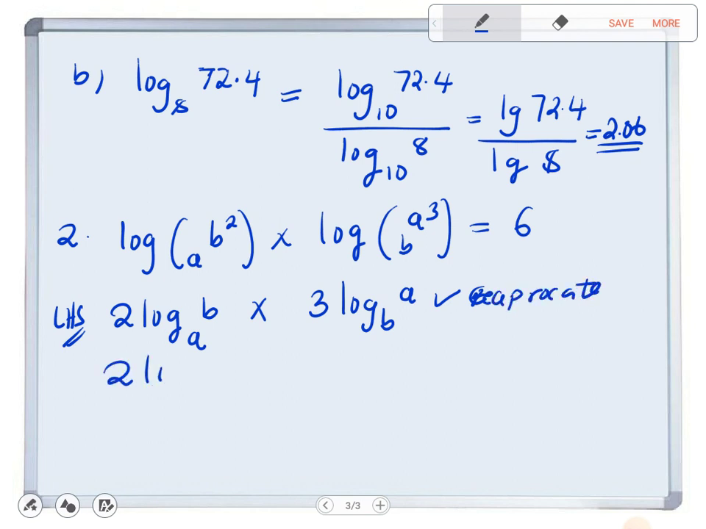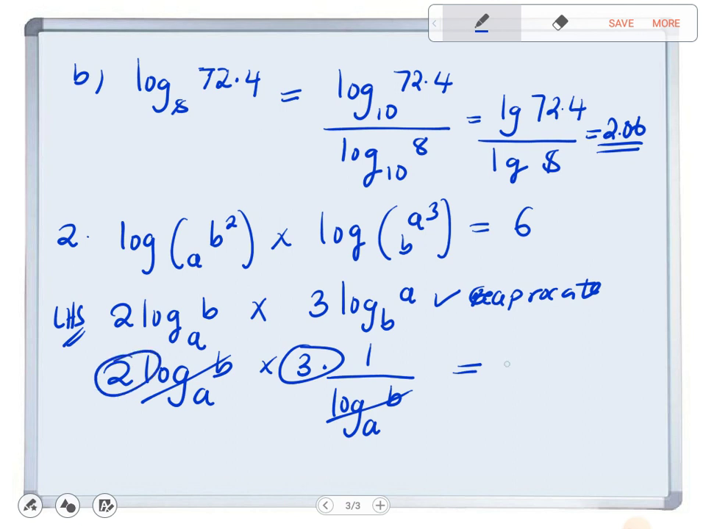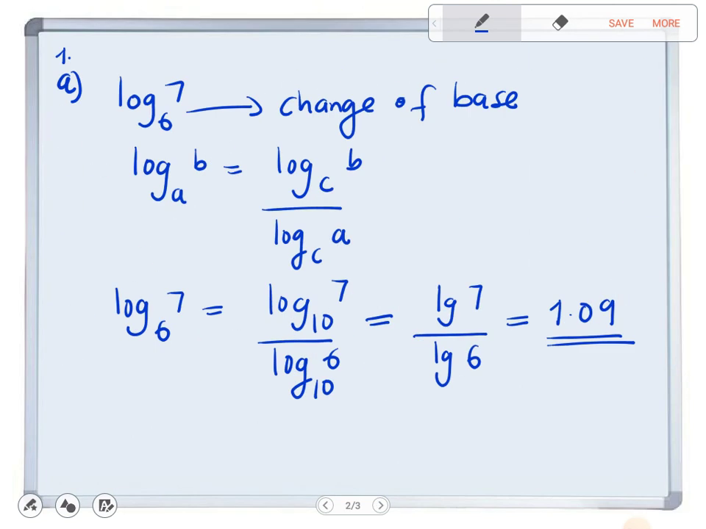So we have 2 log b base a multiplied by 3, and we reciprocate this one: 1 over log b base a. Once we reciprocate, it changes to base a. Then you can see that and that, you can cancel them. Then you remain with 3 and 2, which will give you 6. So the left hand side is equal to the right hand side. You can now say verified or shown.